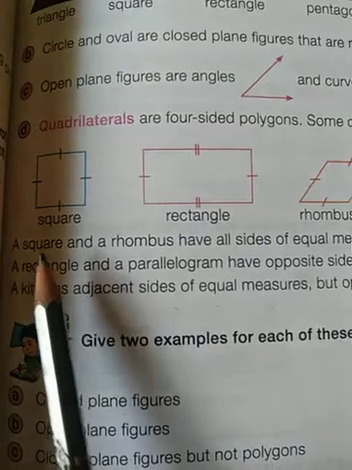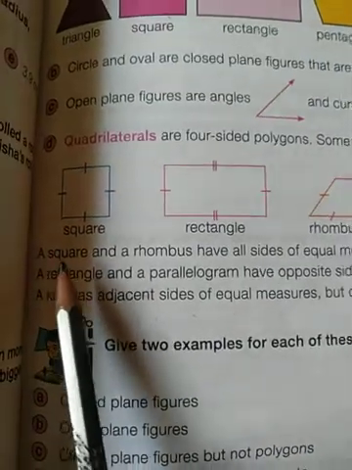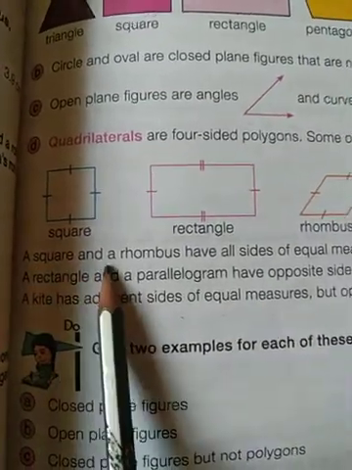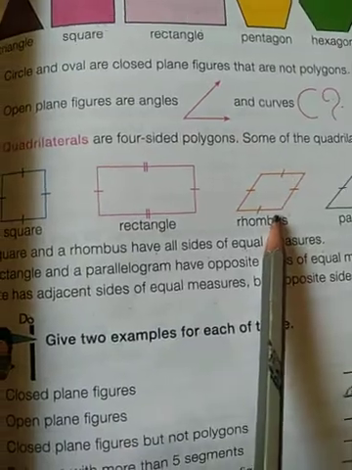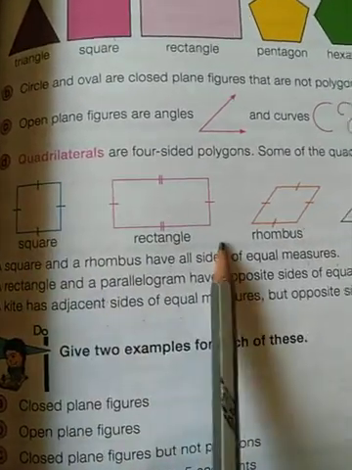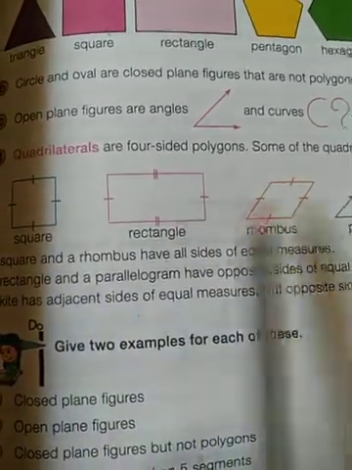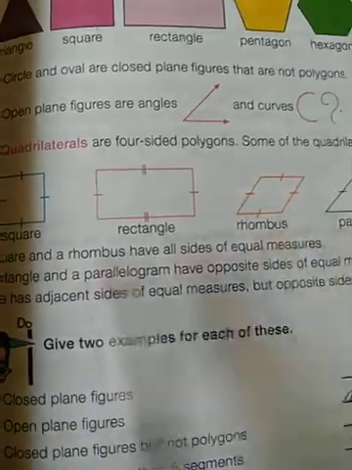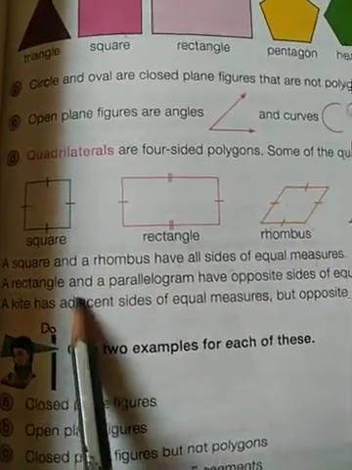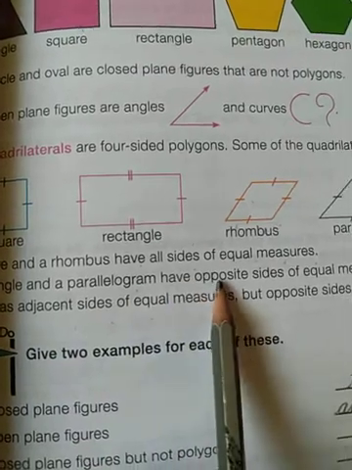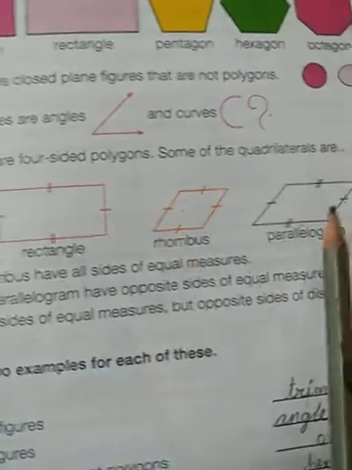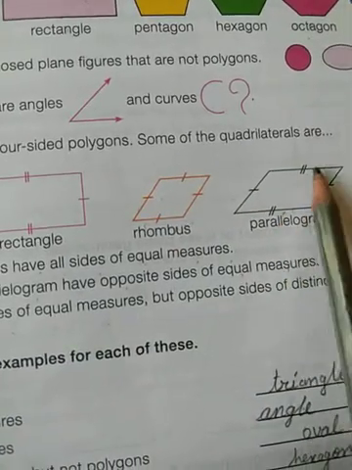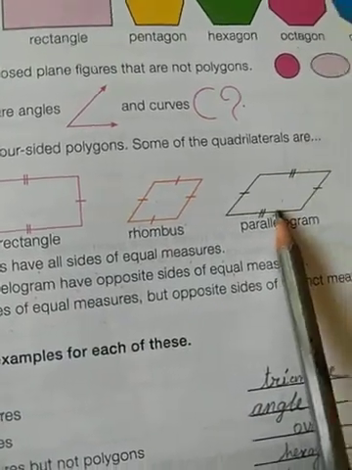So let me see its properties, what they are trying to tell us. A square and a rhombus have all sides of equal measure. Now see here, square and rhombus, all sides in both figures have equal measure. So this is the similarity. Next, a rectangle and a parallelogram have opposite sides of equal measure. Here the opposite sides are only of equal measure.